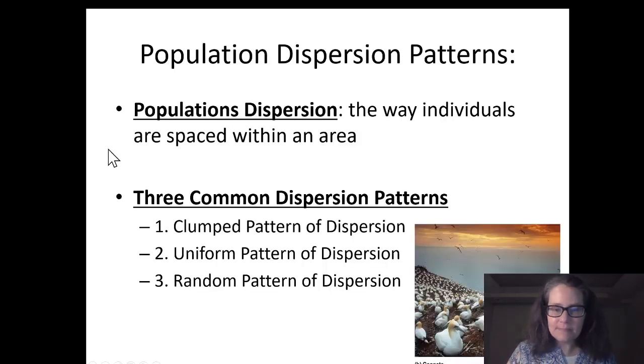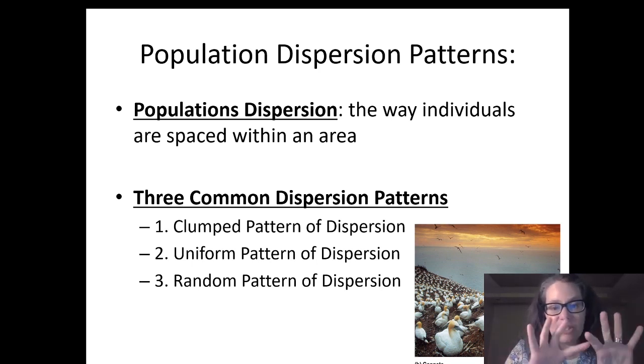Now, our second thing. Population density helps us describe our population, but population dispersion also helps us describe how a population is spaced within an area. Populations can be clumped, so they can aggregate in groups. This might be like the bison in Yellowstone within huge herds, right, in Lamar Valley, where they clump together for protection against wolves and other predators.